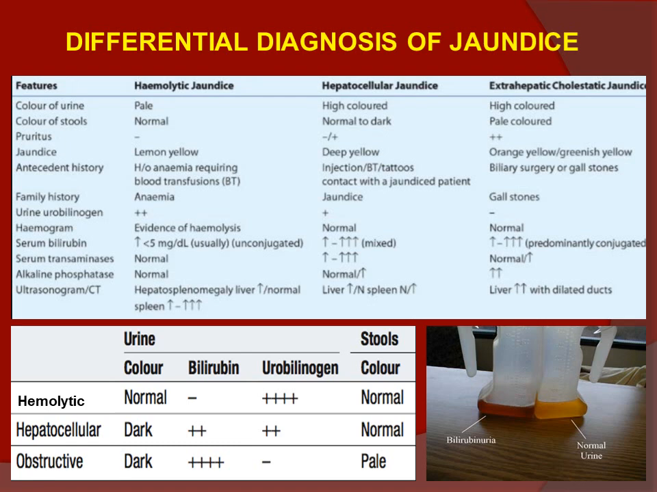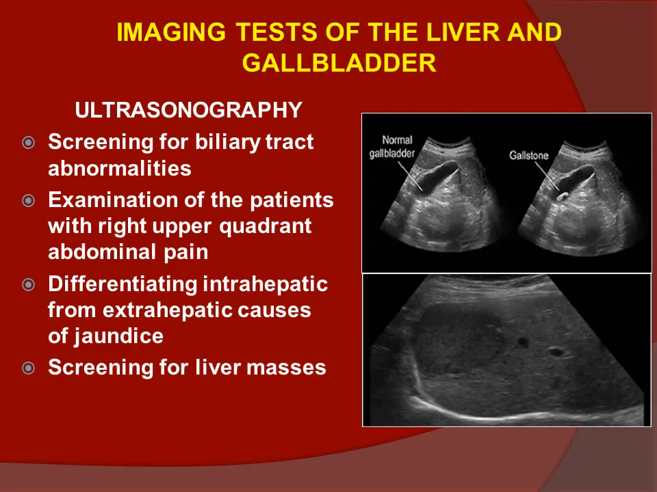By the end of this section of my lecture, I would like to demonstrate a slide that reflects the differential diagnostics of jaundice. Here are the clinical features, anamnesis, laboratory test results. And the last part of my lecture is dedicated to instrumental diagnostics of diseases of the liver and biliary tract. The first one is imaging tests.